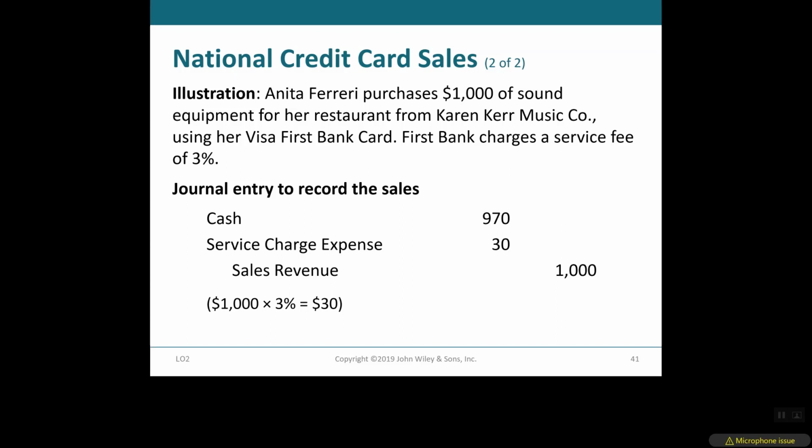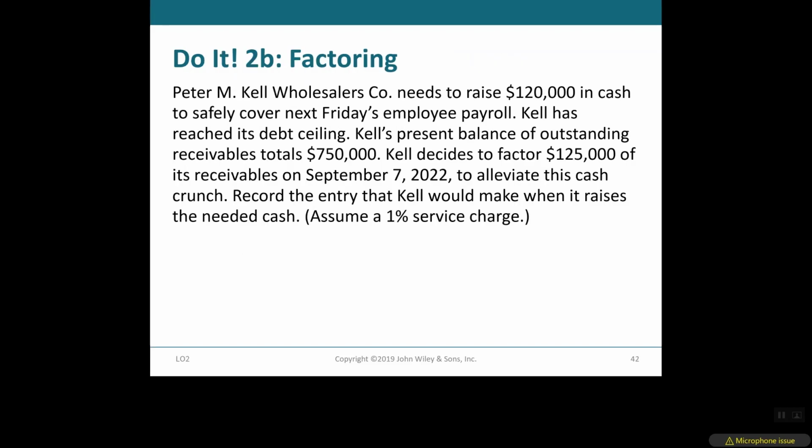970. The credit card company is going to get $30 from them. That's the reason why some people will charge you for credit card sales up front. All right, so there's Do It 2B. You may want to take your time to do it yourself first, see how you do, and then come back to see what the answer is.